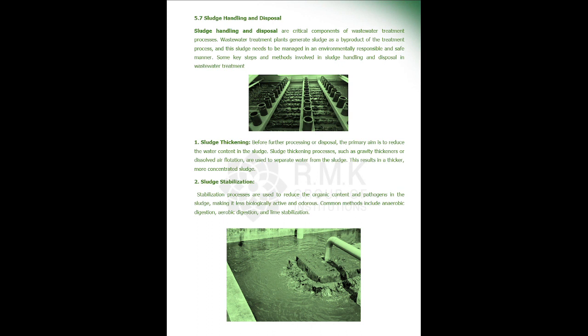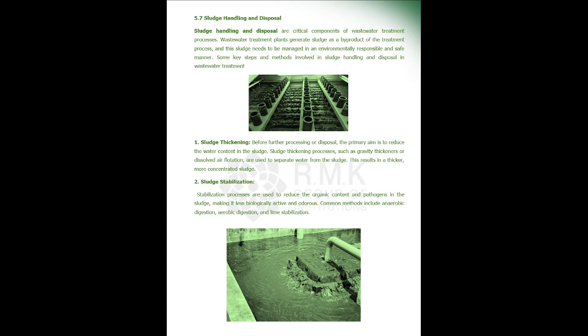The first important method is sludge thickening. We have to remove water molecules which are there in the sludge, because when sludge has been thrown out, it contains a large quantity of water that has to be removed. To do this sludge thickening, we have different processes like gravity thickeners or dissolved air flotation methods. By using these methods, we can remove the water from the sludge. So if we remove water from sludge, it becomes thickened and more concentrated, right?